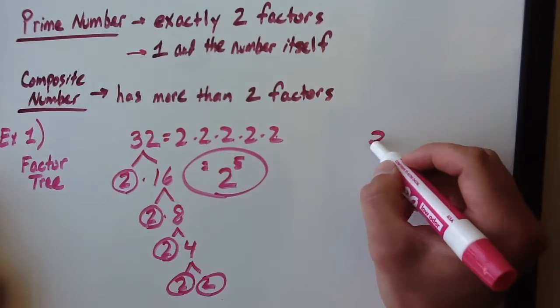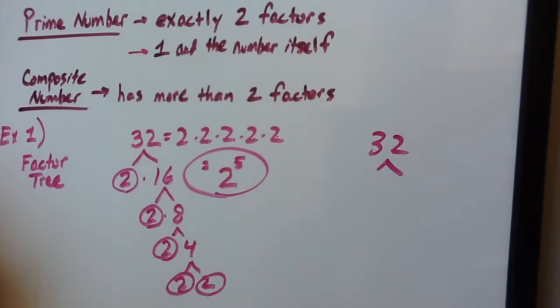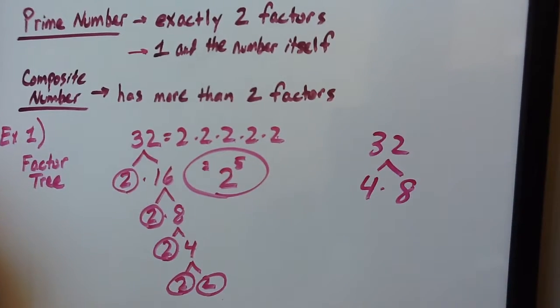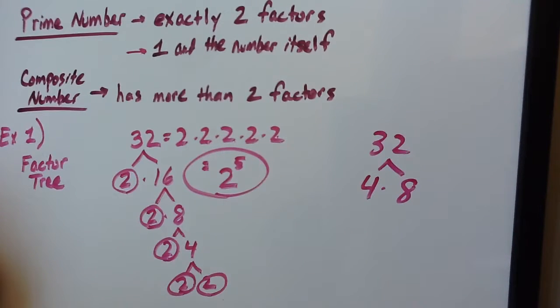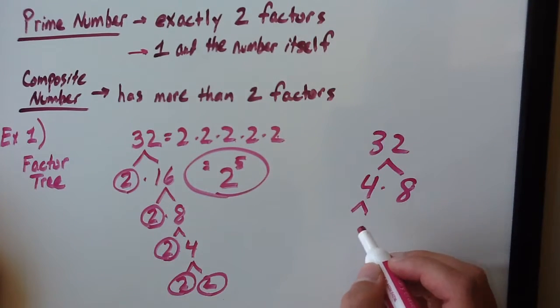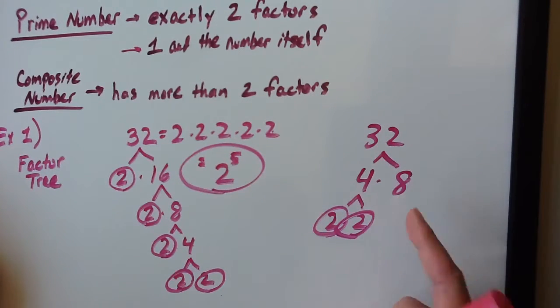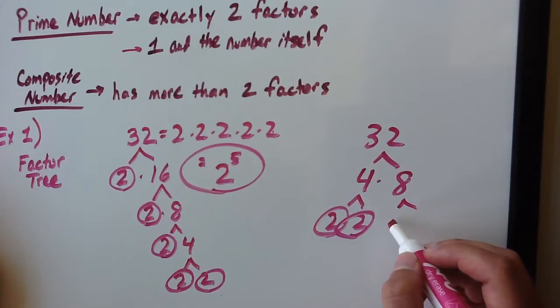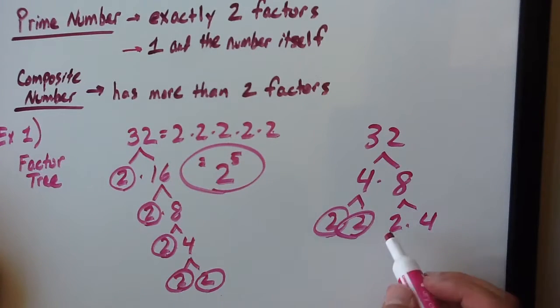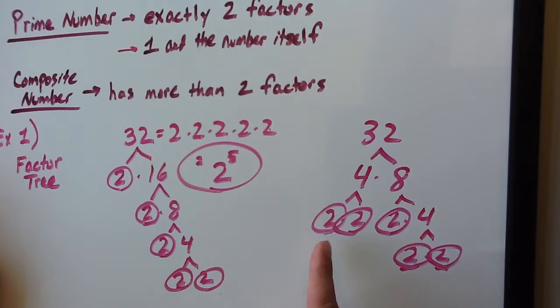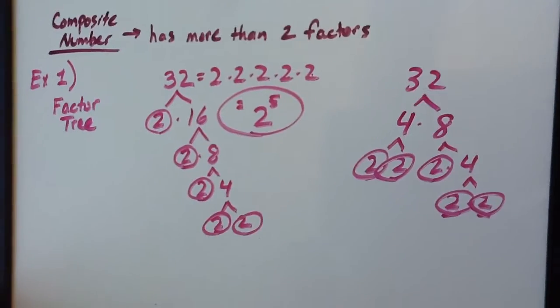Now, let's say that I had 32 and I picked a different factor pair. Instead of 2 times 16, what if I picked 4 times 8? Well, that's okay when you're using a factor tree. You can pick any factor pair. If I make additional branches on 4 to get 2 times 2, circle the prime numbers. And if I make additional branches on 8, I know that 8 is the same as 2 times 4, circle the prime number. And I break 4 down into 2 times 2. So in the end, I will get the same answer. I still have 2 times 2 times 2 times 2 times 2, which is 2 to the 5th.